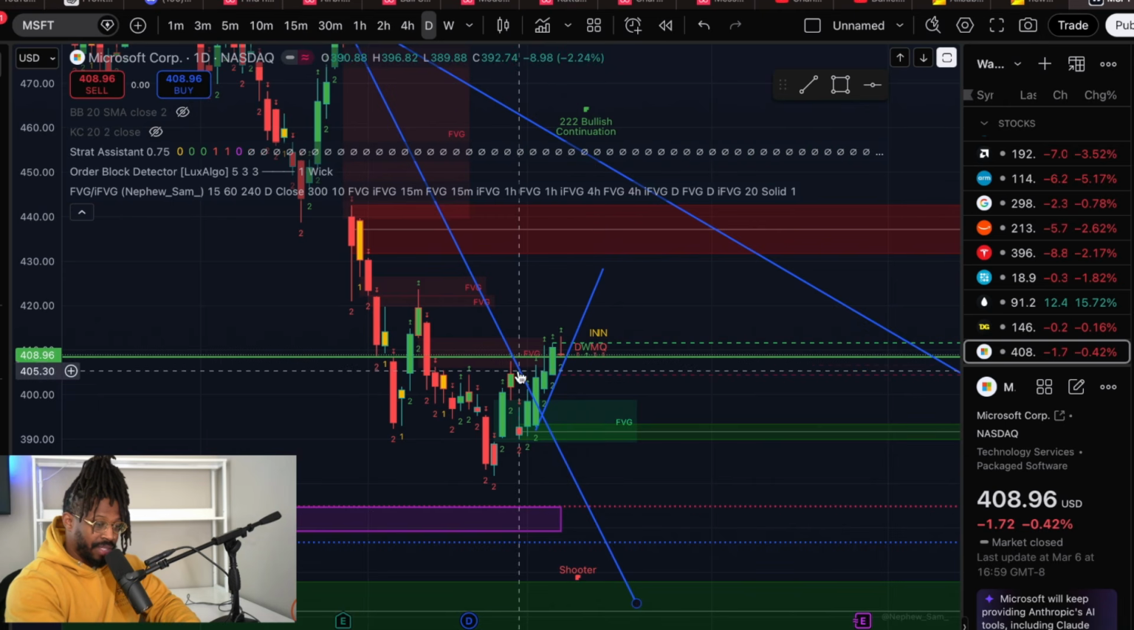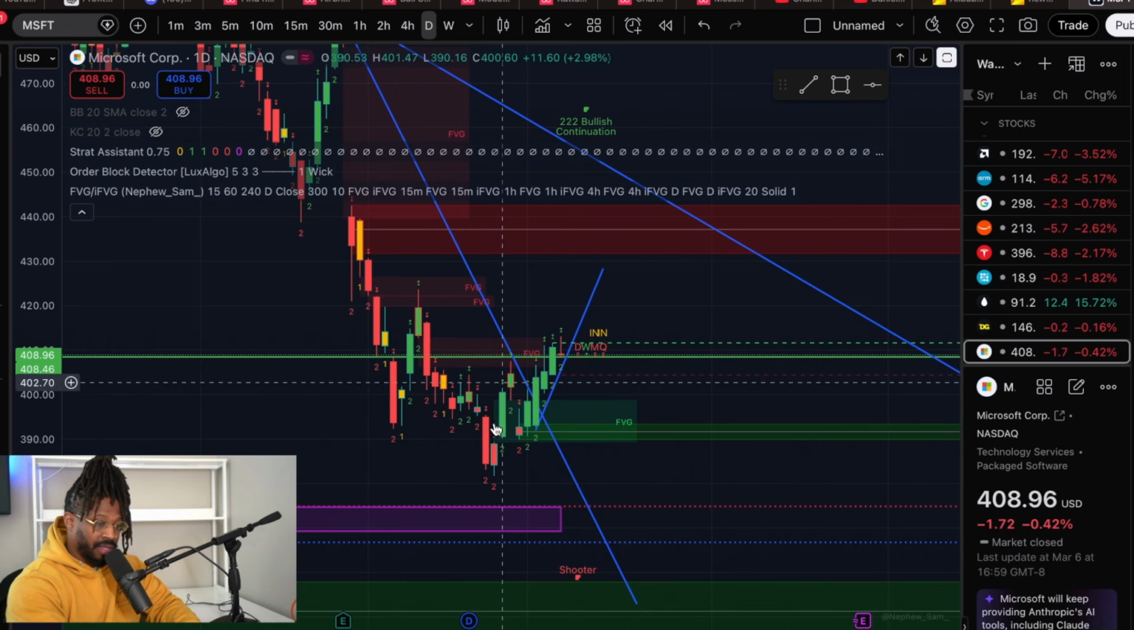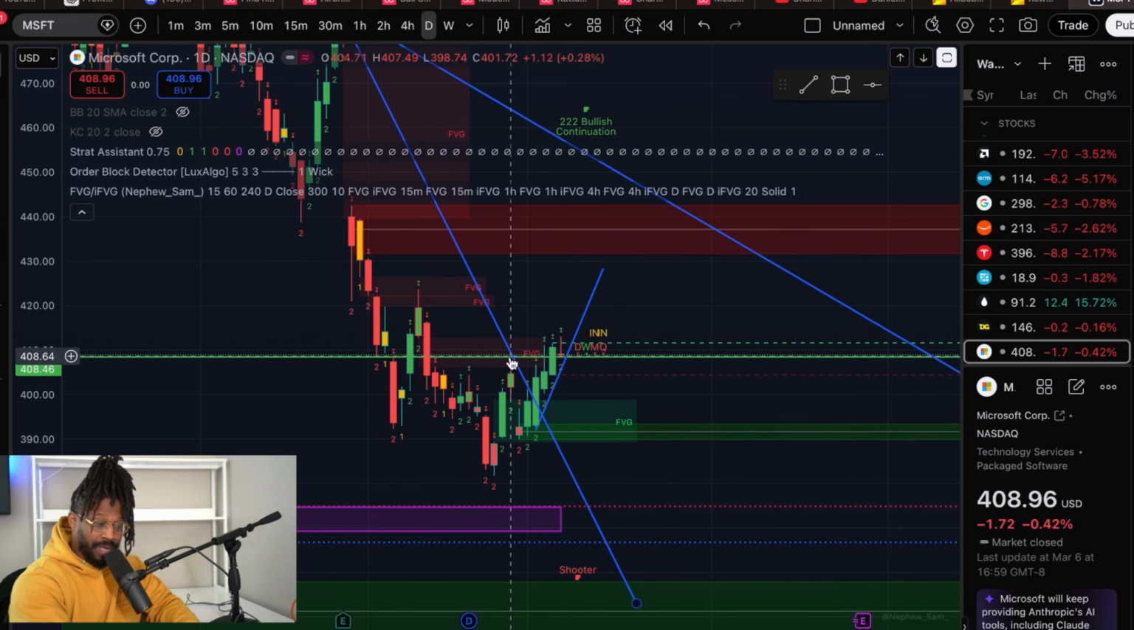Okay, as you can see right here, if you would have taken the failed 2 down, up, you see that the level of liquidity was right here at the trend line. This was the high. So this is where a lot of people took profits. This is a great target to have when you see some sort of change of direction. Okay, so trend lines, fair value gaps, trend lines can also act as an area of liquidity, and then order blocks, last but not least.